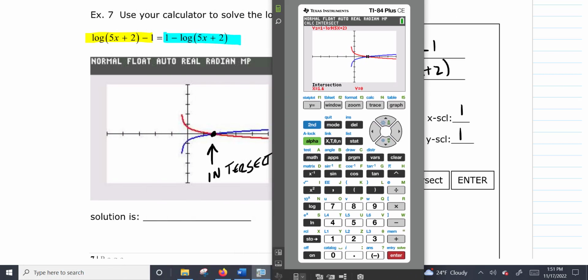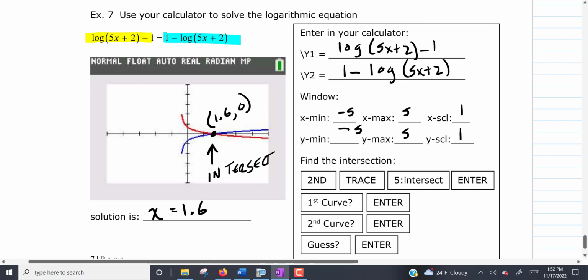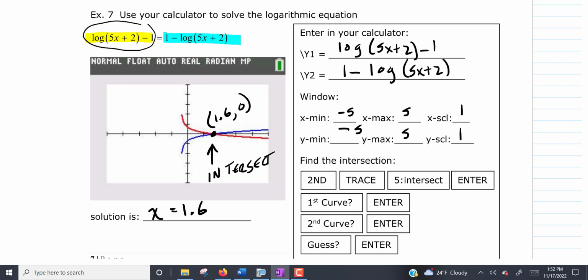So that intersection point is 1.60. So that means the solution is x equals 1.6. I noticed in web work there was one problem like this. It was just trying to teach a student how you can use your calculator to solve an equation. So what you do is put the left side in and graph it, put the right side in and graph it, and try to find where they intersect. Okay? So if you can get everything put in there correctly, then it should work fine.